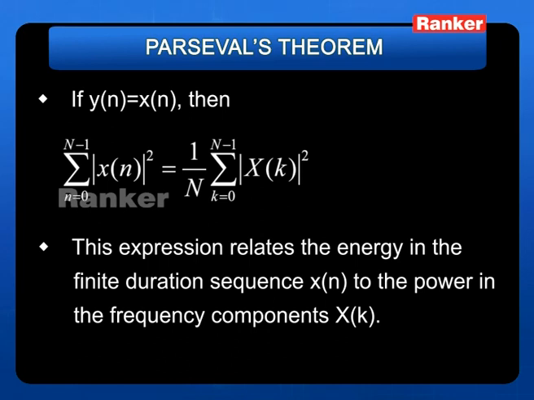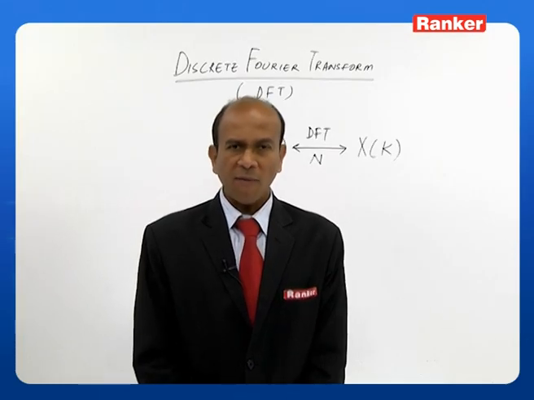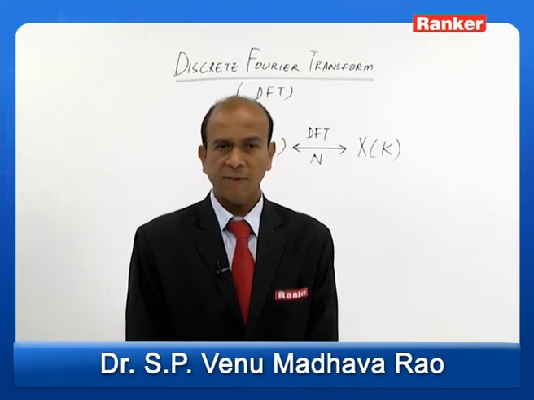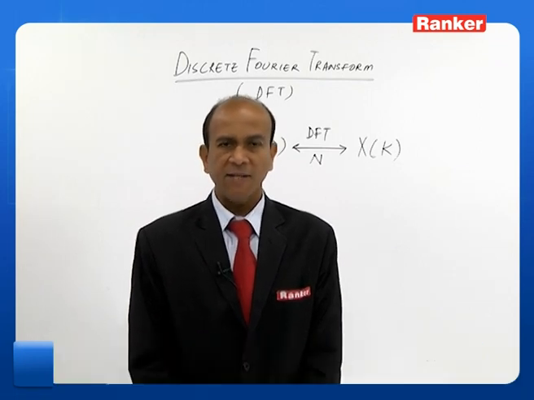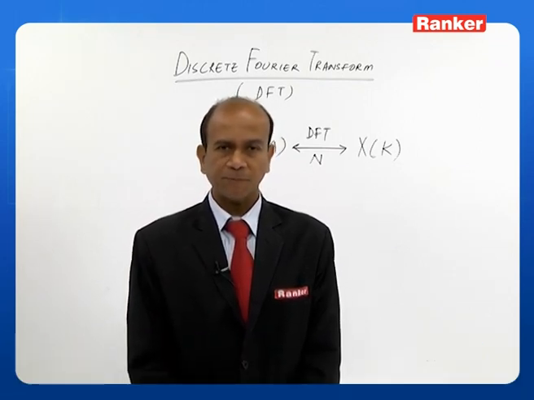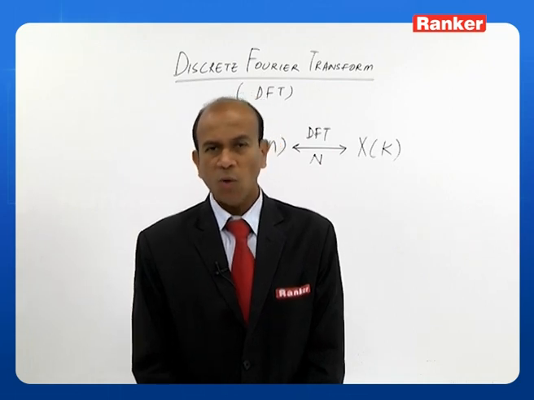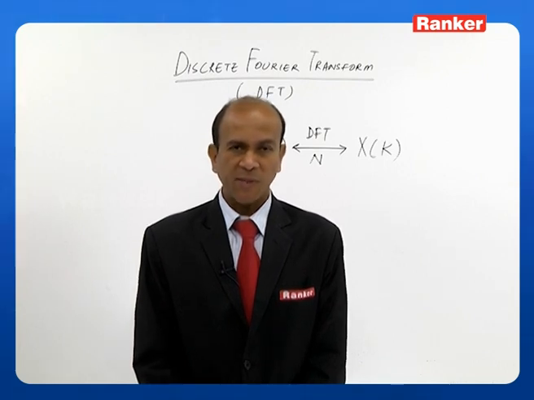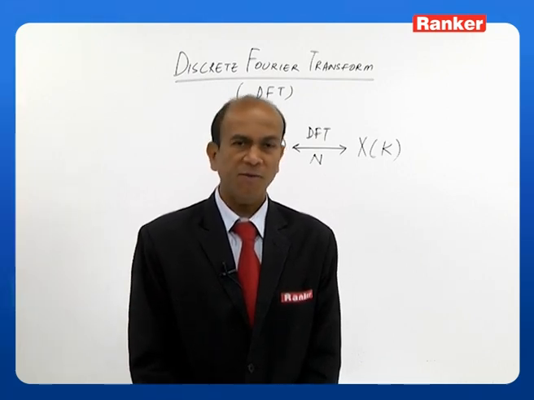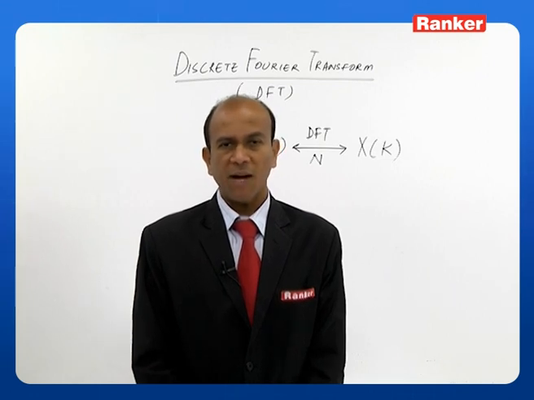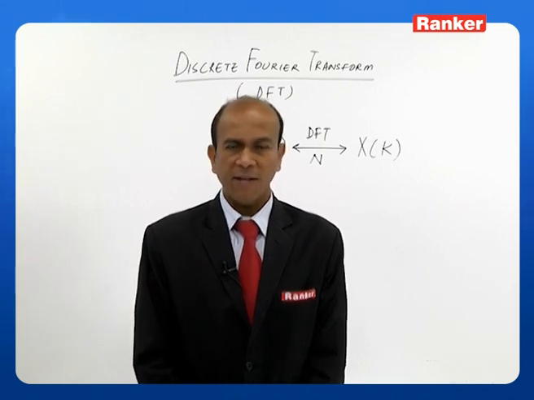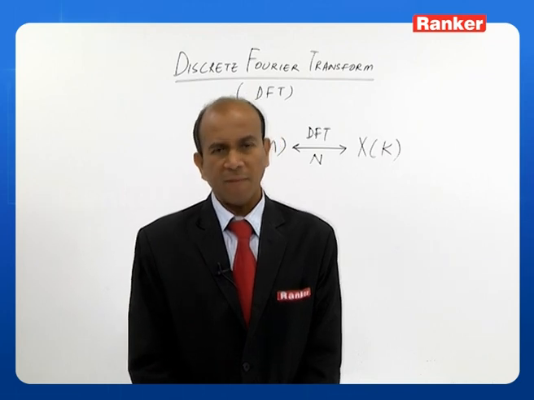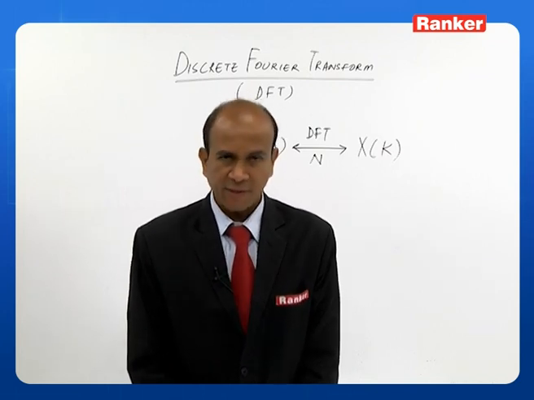So this expression relates the energy in the finite duration sequence x of n to the power in the frequency components x of k. When you want a relation between energy and power, this is the perfect place. On the left side you see the energy in the finite duration sequence x of n, and it is related to the power in the frequency components of x of k. So the time domain energy is related to the power in the frequency components of x of k. This is Parseval's theorem.